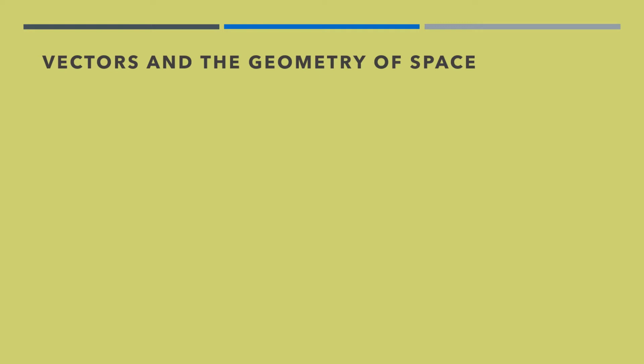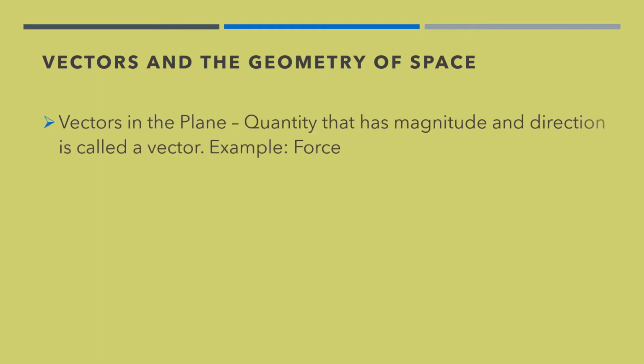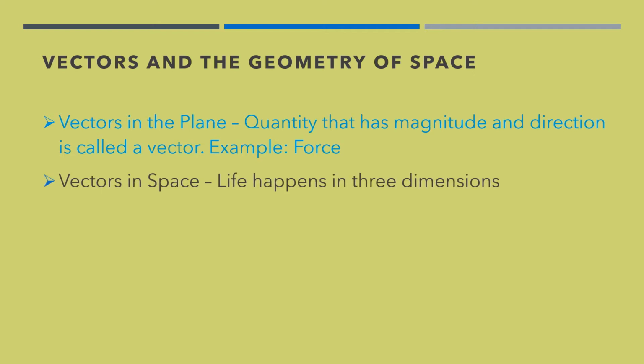So in this first chapter, vectors and the geometry of space, we have the vectors in the plane. The vectors in the plane is all about using vectors. A vector is a quantity which has magnitude and direction. A very good example of vectors is force. The vectors in space: instead of taking the vectors in the two-dimensional system, we can consider three dimensions and then talk about vectors.